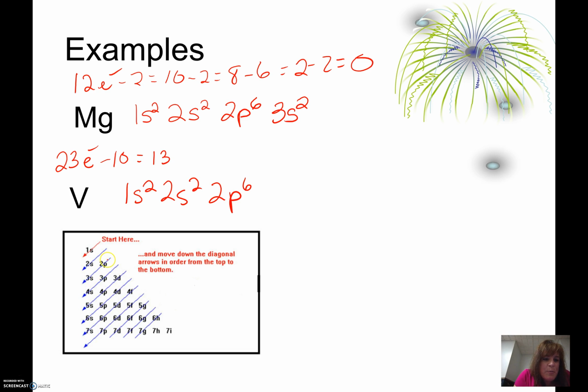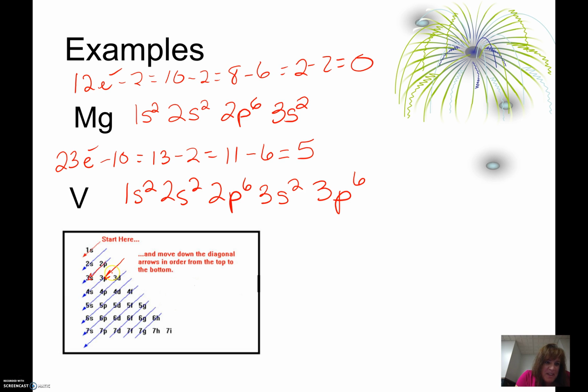All right, after 2p, we follow our line down, right? And we get to 3s. And s can hold 2. So let's get rid of 2 of those. I have 11 electrons to go. After 3s, we come back up here to the 3p. So we're at 3p. P can hold 6. And I still have definitely 6 left. So let's take off 6 from here. So what do we got? 5 left? Can I do math? Sometimes I can't do math.